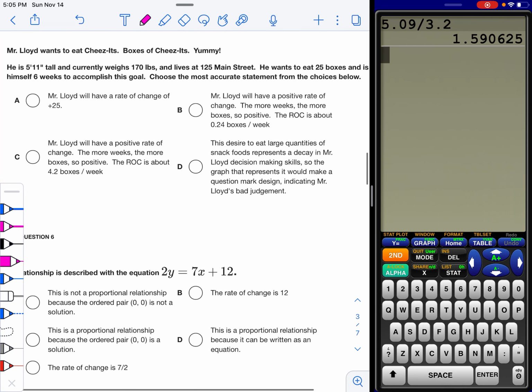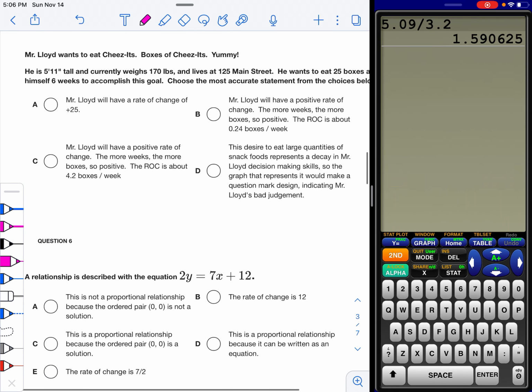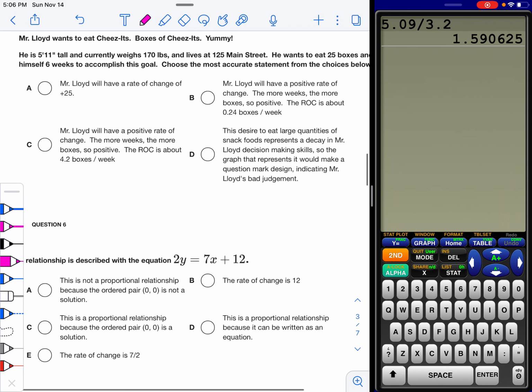All right, next question. Mr. Lloyd wants to eat boxes of Cheez-Its. Yummy. He's 5'11" and currently weighs 170. I'm just giving you a bunch of random information to see if I can trick you. And he lives at 125 Main Street. None of that has anything to do with anything. He wants to eat 25 boxes and is giving himself 6 weeks to accomplish that goal.